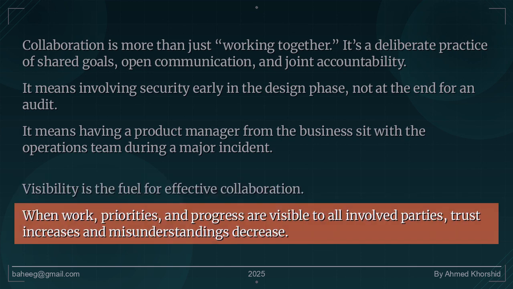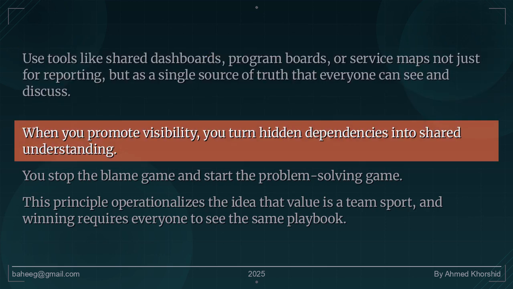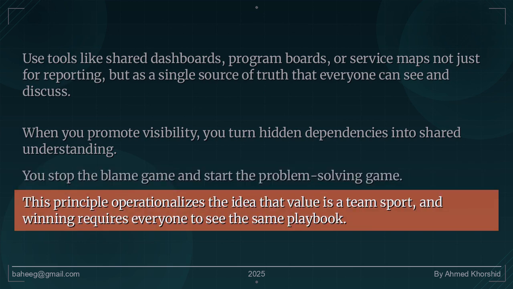When work, priorities, and progress are visible to all involved parties, trust increases and misunderstandings decrease. Use tools like shared dashboards, program boards, or service maps not just for reporting, but as a single source of truth that everyone can see and discuss. When you promote visibility, you turn hidden dependencies into shared understanding. You stop the blame game and start the problem-solving game. This principle operationalizes the idea that value is a team sport, and winning requires everyone to see the same playbook.